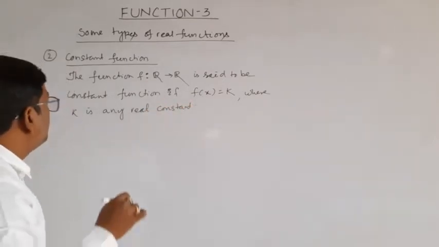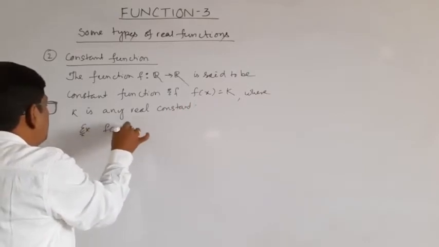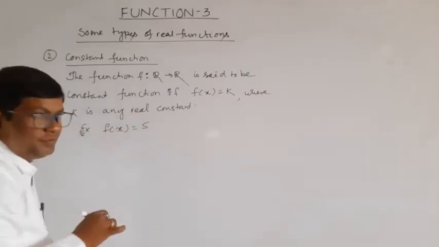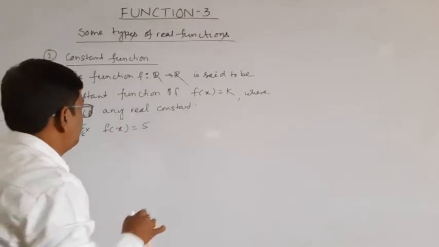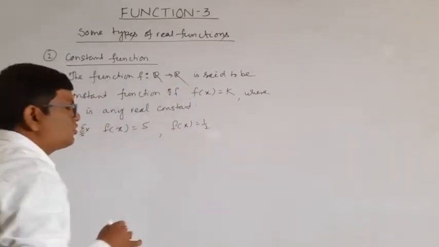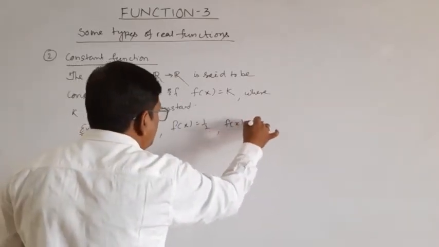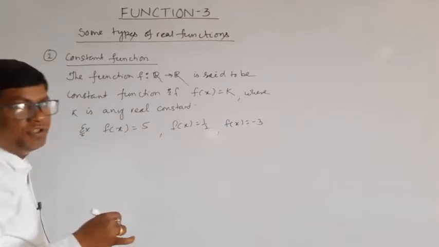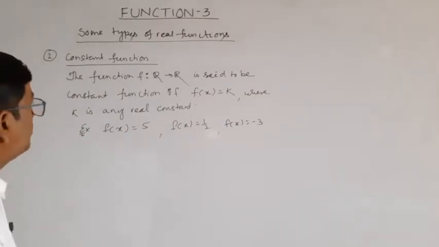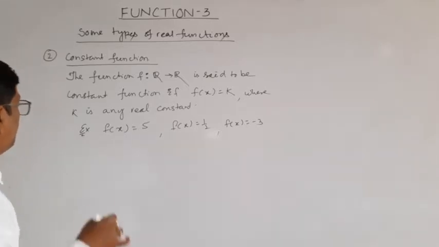Example, what is f of x is equal to 5? It is a constant function. F of x is equal to 1 by 2. It is a constant function. F of x is equal to minus 3. It is a constant function. Clear? So, what is the domain of the constant function?